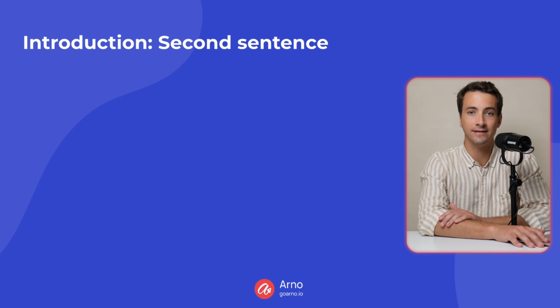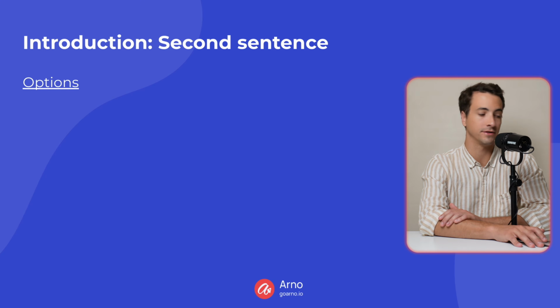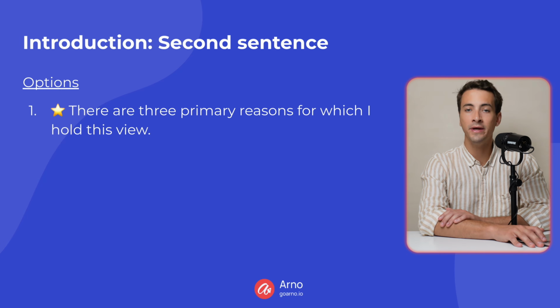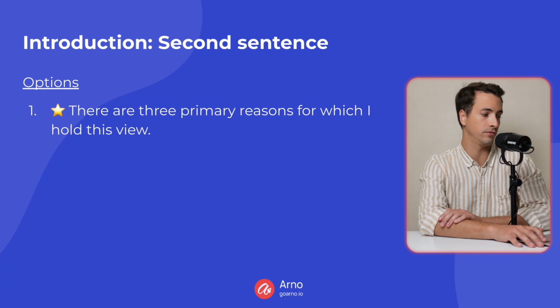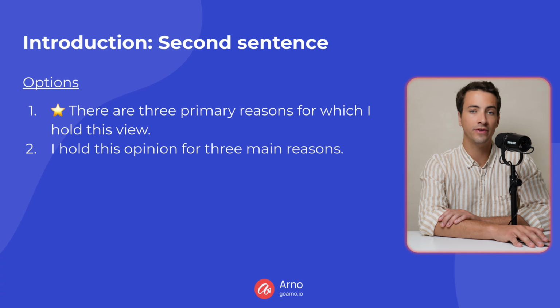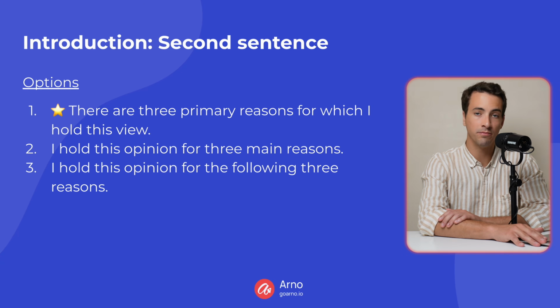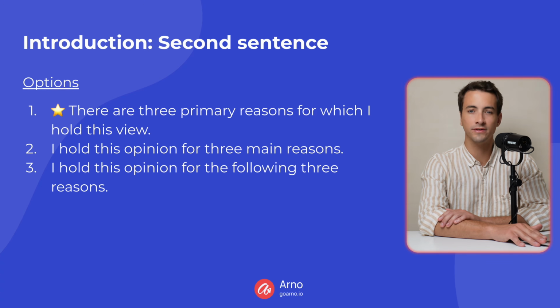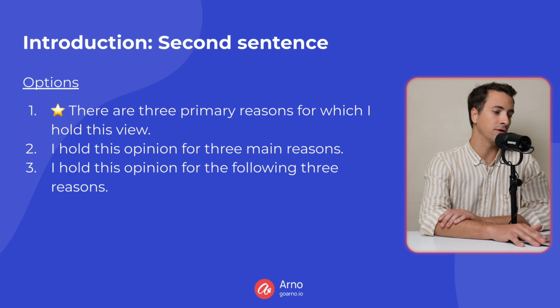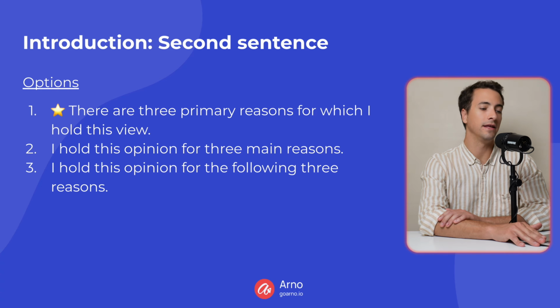Then your second sentence. Here are your options. There are three primary reasons for which I hold this view. I hold this opinion for three main reasons. I hold this opinion for the following three reasons. So only the first option there I would really consider advanced because it uses the advanced grammar for which.